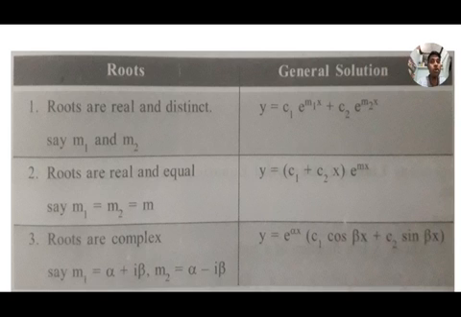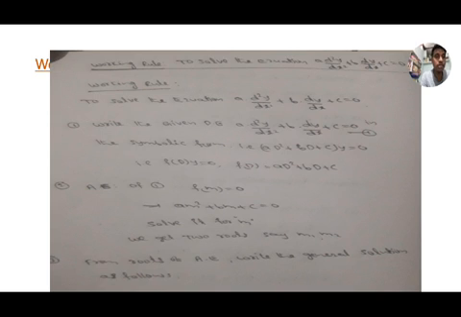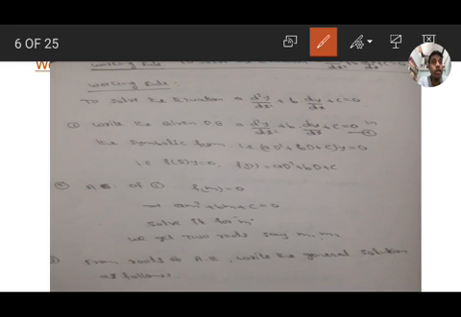Okay, so the working rule is very important. I will once again repeat the 3 steps. First of all, we need to write down the given differential equation in the symbolic form, that is f of D of y equal to 0, where f of D equal to aD square plus bD plus c. You have to write the given differential equation in the symbolic form.